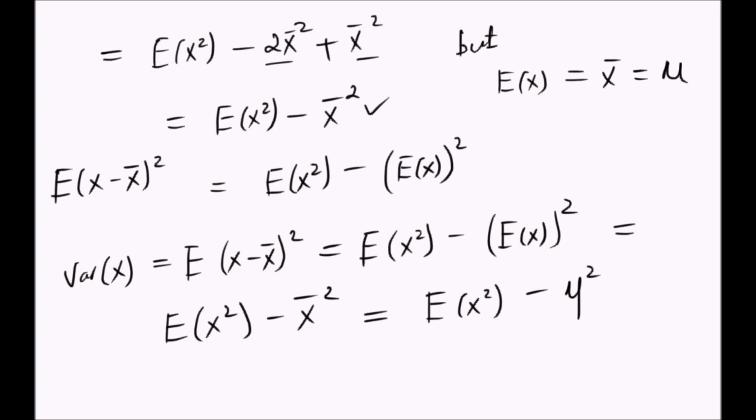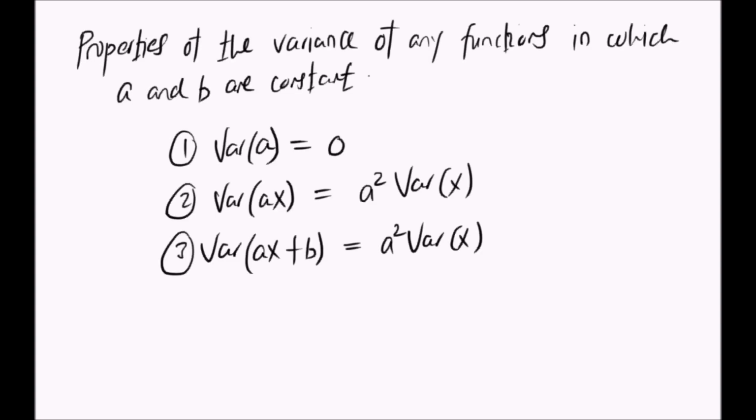Now let's see the properties of variance of x. Variance of a discrete random variable. So x is a discrete random variable. So property of variance of any function in which a and b are constant ni kama ifuatavyo. Variance of a constant a ni sawa na 0. Variance of a function ax where a is constant ni sawa na a squared times the variance of x. Variance of a function ax plus b where a and b are constants ni sawa na a squared times the variance of x. So these are the three properties of variance of any functions. Now let's prove one property after the other. Tuanze na ya kwanza.